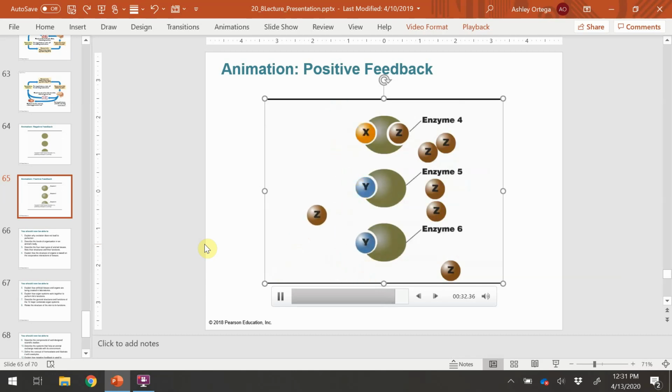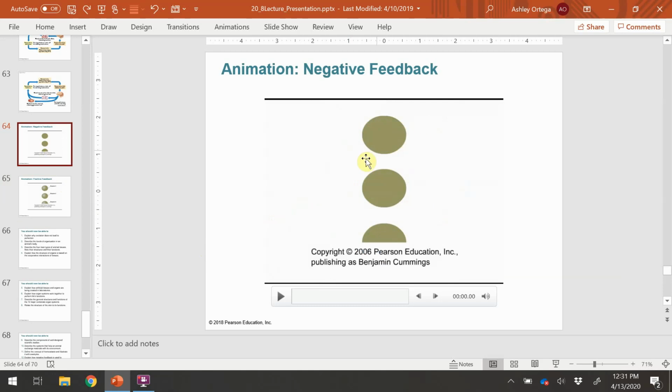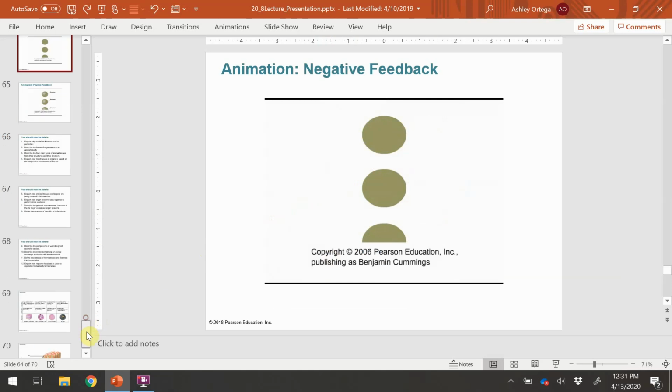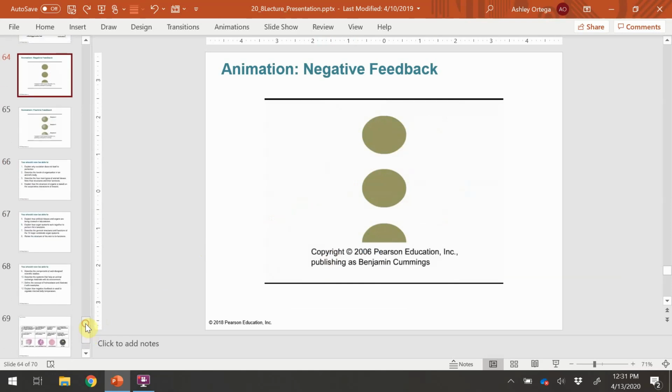So now Z is making this whole thing go faster, which is not usually what happens in homeostasis. Whereas here, the production of D made this whole process and negative feedback stop. So those are some good examples in terms of enzyme production.